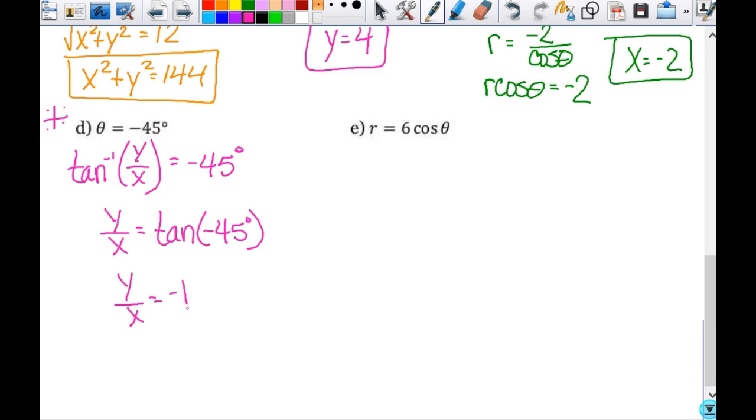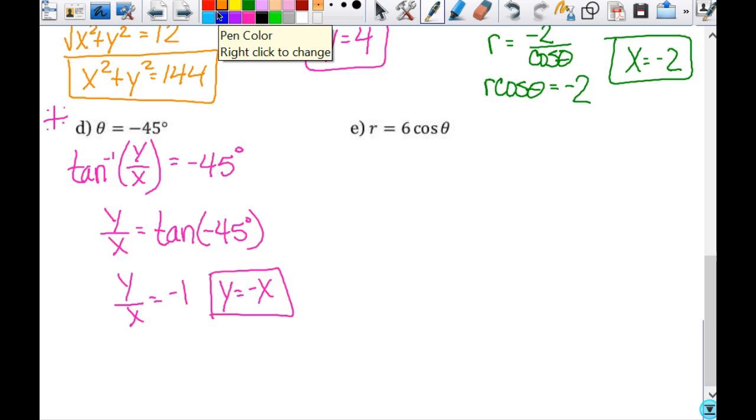What do I do to solve for y? Multiply both sides by x, so y equals -x. Everybody good with that? Yes? Awesome. All right, so last one.